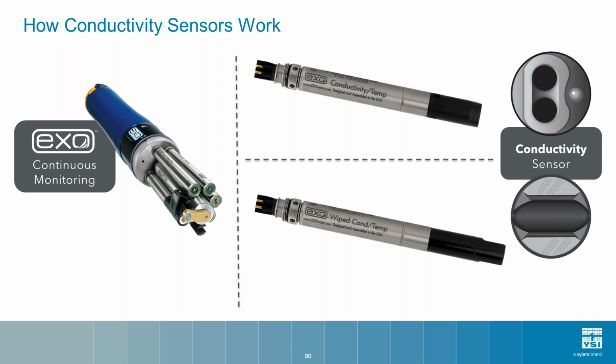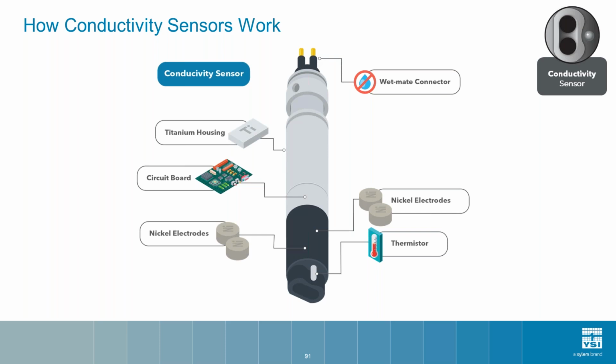Now I want to review how sensors work, specifically YSI EXO sensors, because that's my product line, of which we have two types, a non-wiped or standard conductivity sensor and a wiped conductivity sensor. First, let's look at the non-wiped sensor. This sensor features a wetmate connector, titanium housing, a built-in thermistor, and it uses a 4 nickel electrode cell. As this is a smart sensor, it features an internal circuit board that processes the signal and saves calibration information.